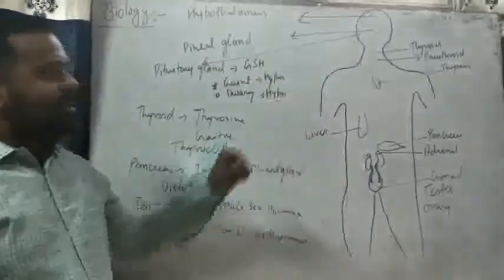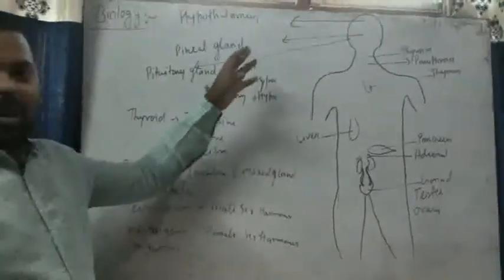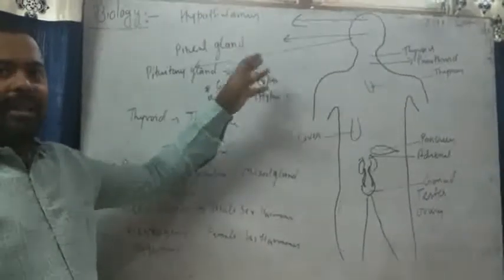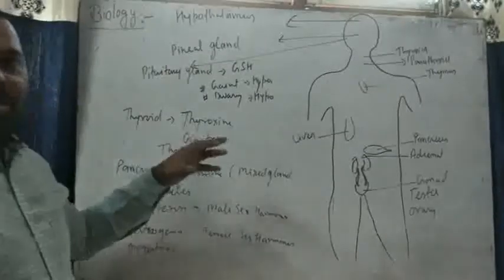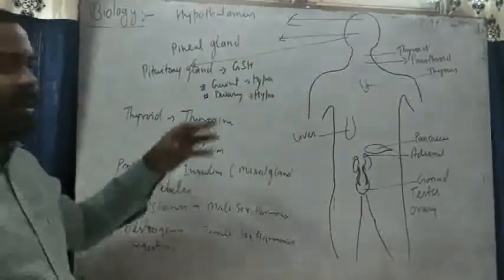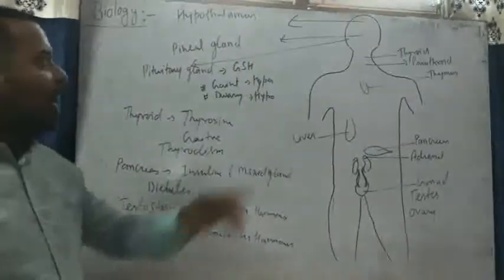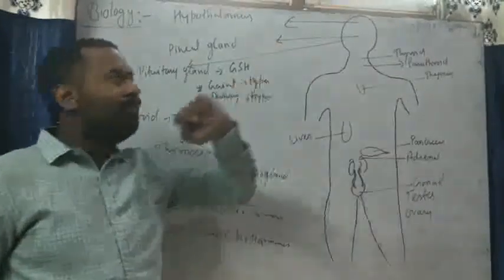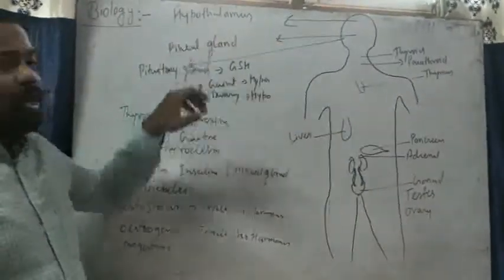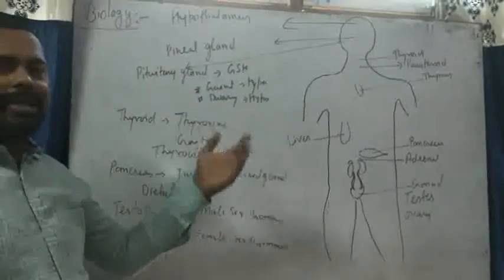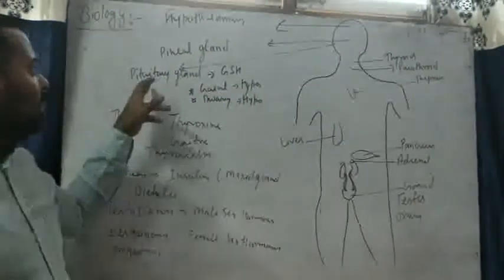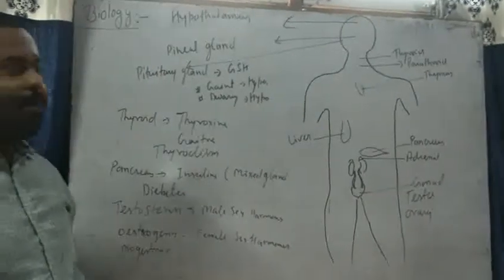Here I made a diagram which represents where our endocrine and exocrine glands are present. From head to toe, about 10 to 11 glands are there, starting with the hypothalamus. The hypothalamus is present in the brain region, which controls, or is also known as, releasing and inhibiting hormones. It has control over the pituitary gland.